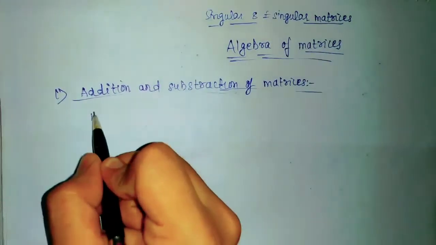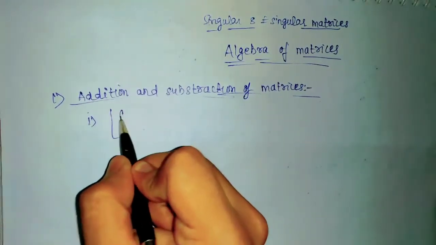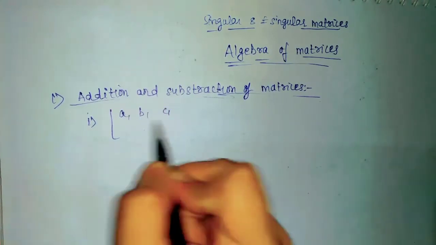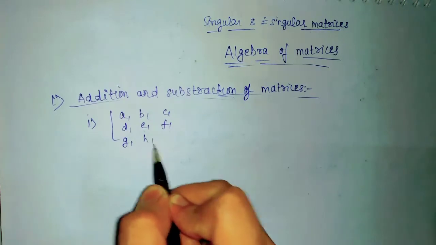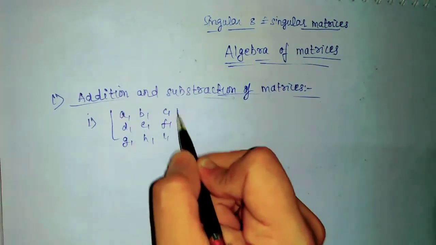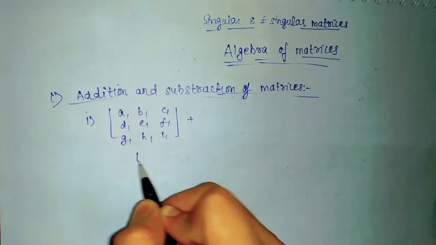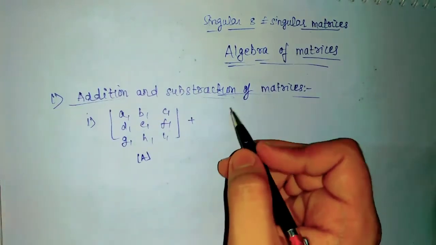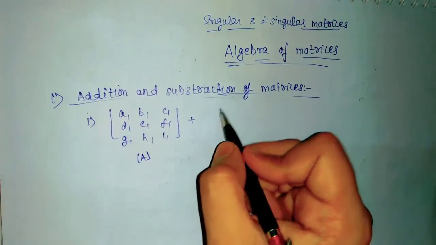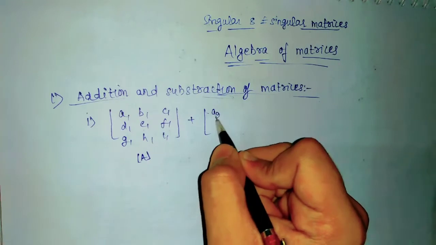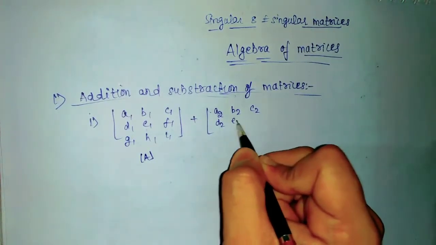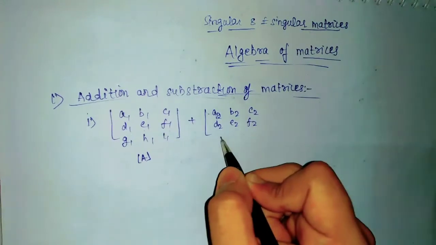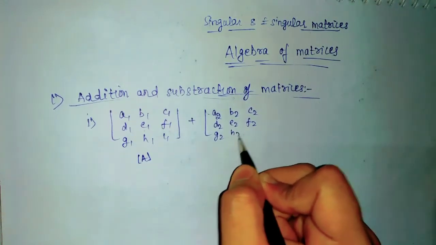Okay, take a matrix A1, B1, C1, D1, E1, F1, G1, H1, I1, and let it be matrix A, and let us take another matrix A2, B2, C2, D2, E2, F2, G2, H2, and I2.